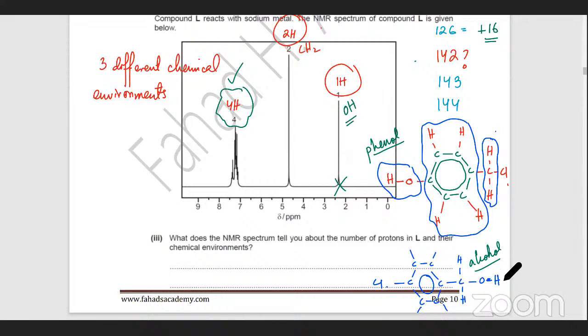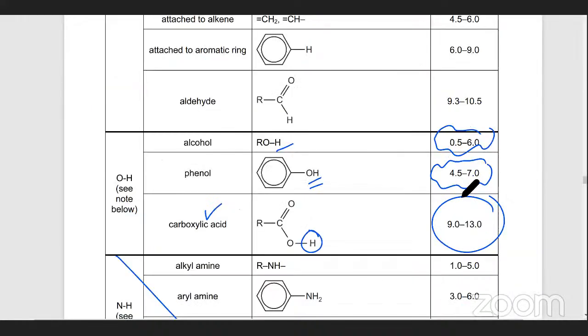So whether it's a phenol OH or an alcohol OH, you can have a look. It can definitely not be a phenol. Why? Because it's resonating at 2.4. Phenol has a different range, so it's probably a normal alcohol.